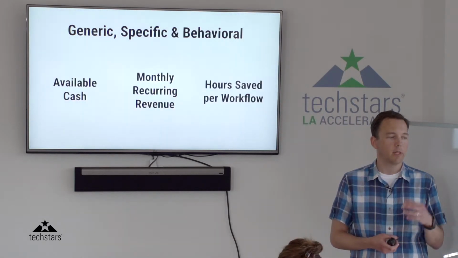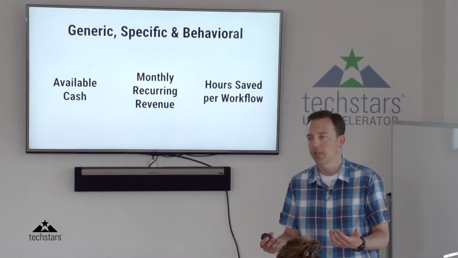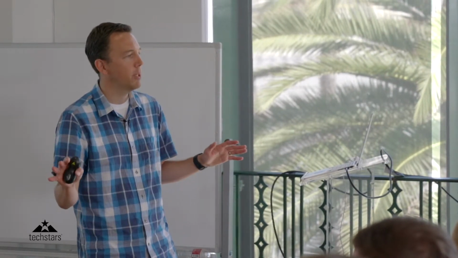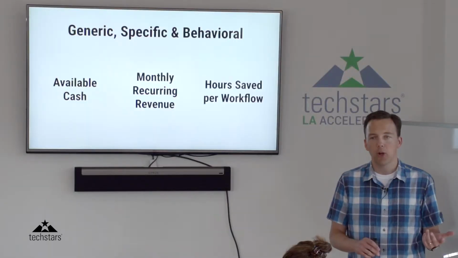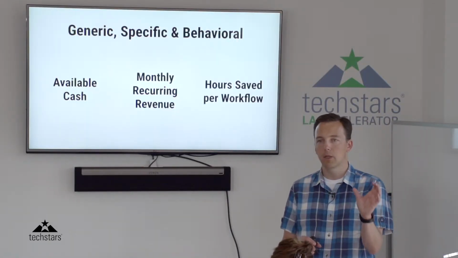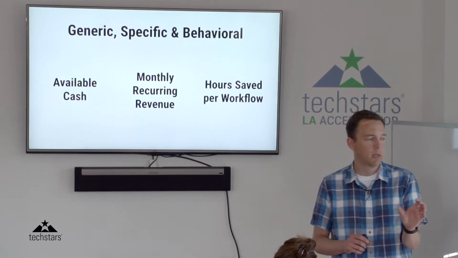So the startup equivalent is a generic metric is available cash. Now, any of you that are close to running out of money know that just because it's lagging or a generic metric doesn't mean it's not a valuable metric. Because if you're getting close to running out of cash, available cash is a KPI you should pay a lot of attention to. But it's generic. Every company in the land has one of those. Monthly recurring revenue, that's specific to term-based businesses, so recurring revenue type businesses.